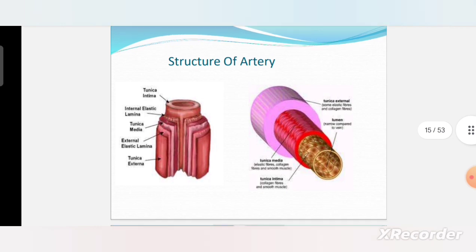Now the structure of the artery. The artery has three layers, of which the external layer is tunica externa, which has some elastic fibers and collagen fibers. The next layer is tunica media, which has elastic fibers, collagen fibers and smooth muscle. And the last layer is tunica intima, which has both collagen fibers and smooth muscle. And lastly is the lumen, which is narrow compared to the vein.